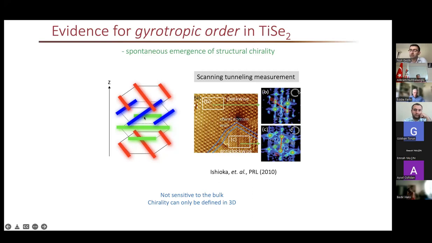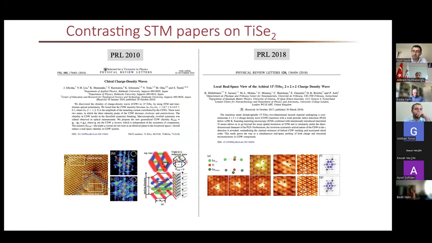Now, there was another STM experiment about 8 years later, which looked into the same material, and they concluded that no, it's not chiral, it's achiral. So one STM experiment says it's chiral, the other says it's not chiral. So the question is, which one? Is it a chiral material or not?